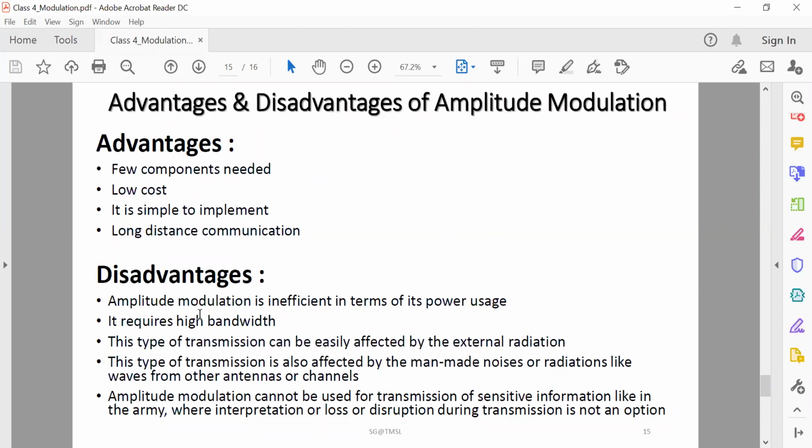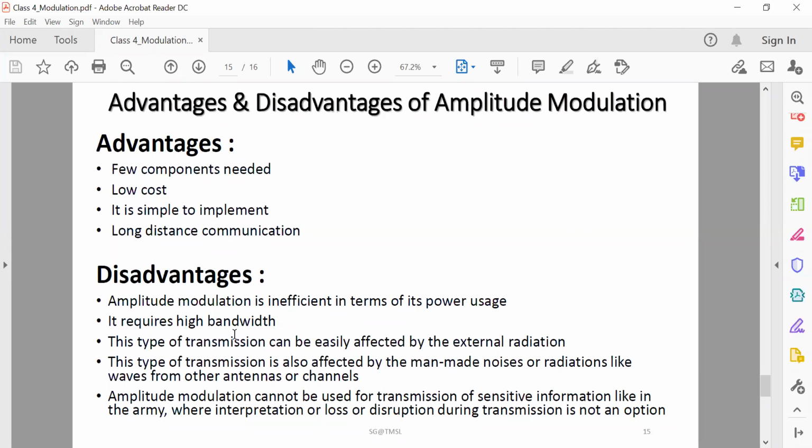The disadvantages are that amplitude modulation is inefficient in terms of power usage, because as we know, the message signal contains information, whereas the carrier signal does not contain any information. Now in amplitude modulation, most of the power is concentrated in the carrier signal, which contains no information. At the receiver side, the power consumed by the carrier wave is wasted. So that's why it is inefficient in terms of power usage.